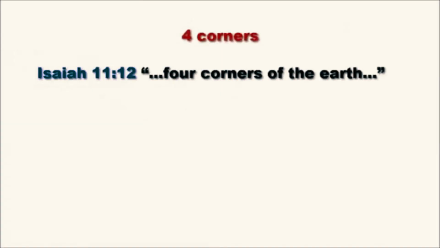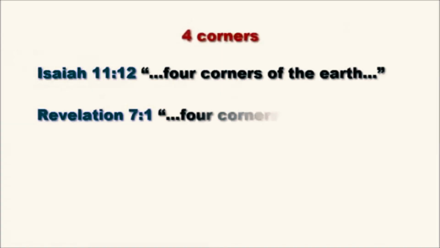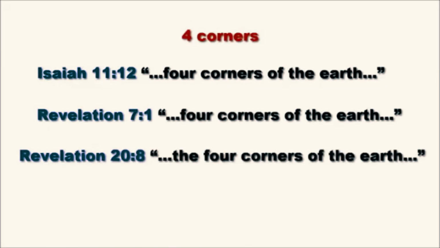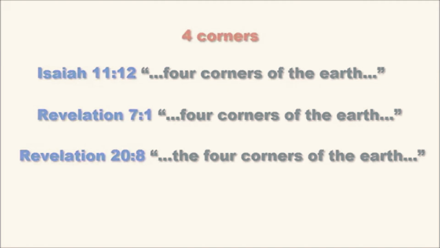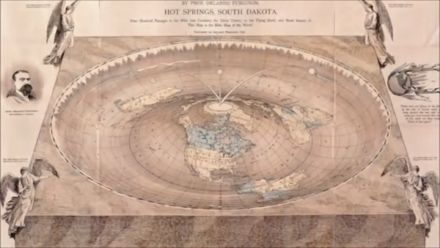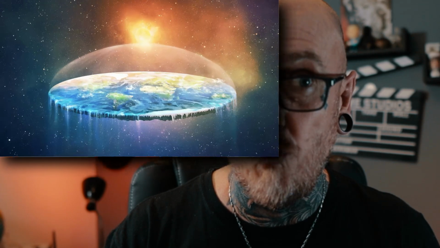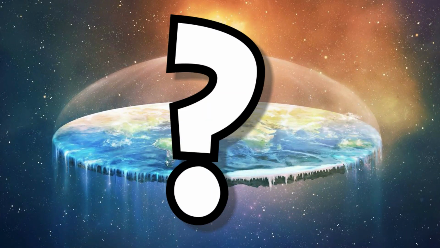Isaiah 11 verse 12, 4 corners of the earth. Revelation 7 verse 1, 4 corners of the earth. Revelation 20 verse 8, the 4 corners of the earth. You can't have corners on a sphere. That's because the earth is not a sphere. It's flat. Cherry pick much? Now, when most flat earthers talk about the flat earth, they describe it as a flat, stationary disc. Where are the corners on a disc?